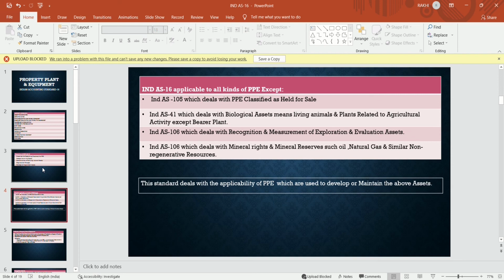If any animal like a horse is used in a horse race, the horse is used for gambling, but that horse race is a kind of business, and that horse is an asset for that company. So that asset, that horse, is to be treated under Ind AS 16.